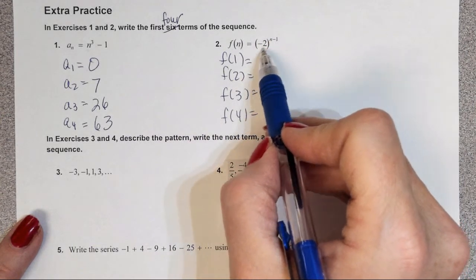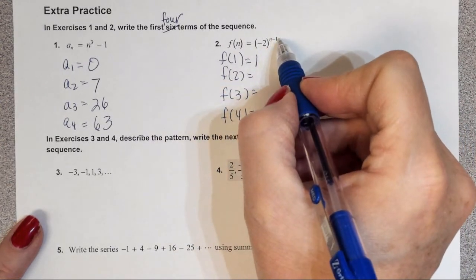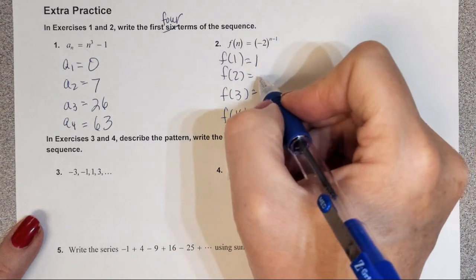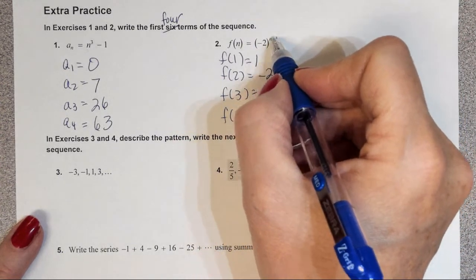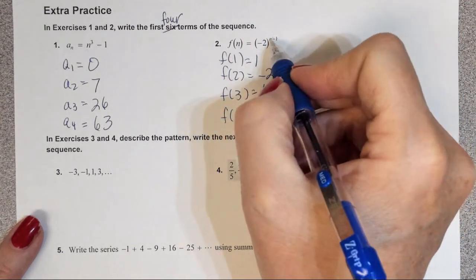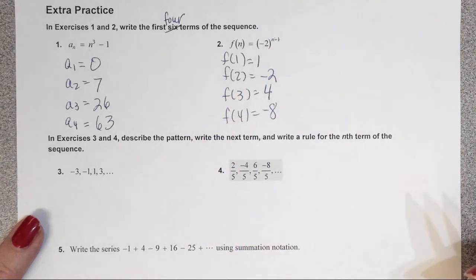What's anything to the 0 power? 1. 2 minus 1 is 1. Negative 2 to the first is negative 2. 3 minus 1 is 2. Negative 2 squared is 4. 4 minus 1 is 3. Negative 2 cubed is negative 8.